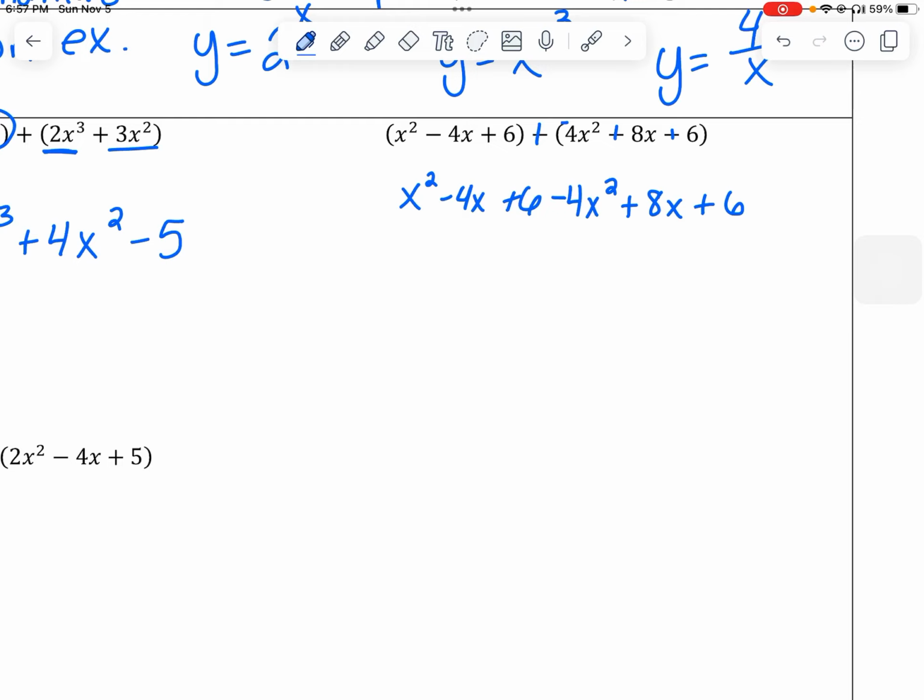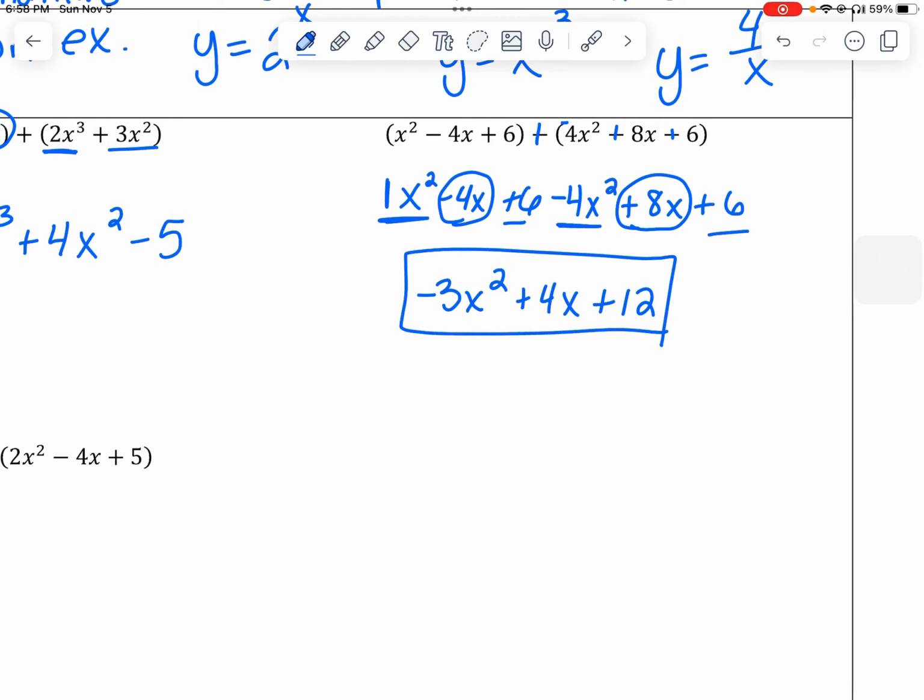And we're going to be adding these polynomials. So now we're finding the total. The x squared terms are my highest exponent, so I'll start with that. I have 1x squared and a -4x squared, so I have a total of -3x squared terms. And then I have a -4x and a +8x, which is 4x, and then plus 6, which is 12. And then this is listed in standard form, highest exponent down to constant. -3 would be my leading coefficient. It'd be a degree of 2, quadratic, trinomial. So remember to review all of those things too.